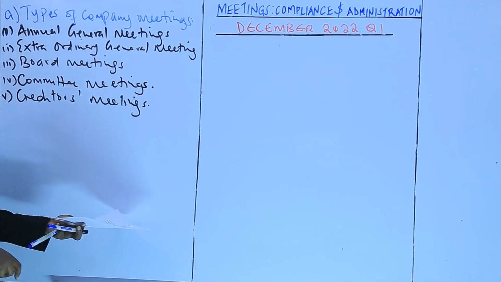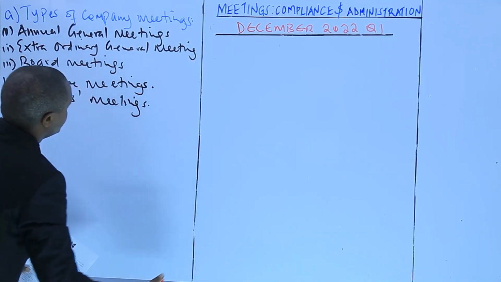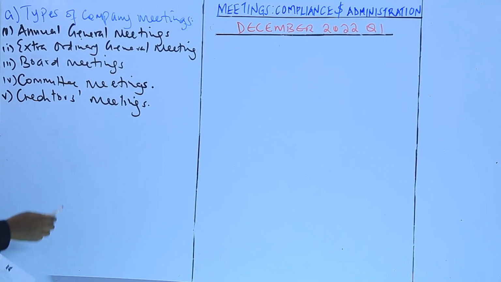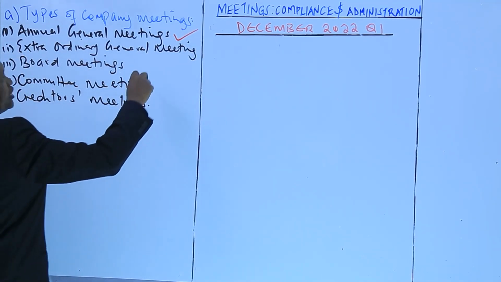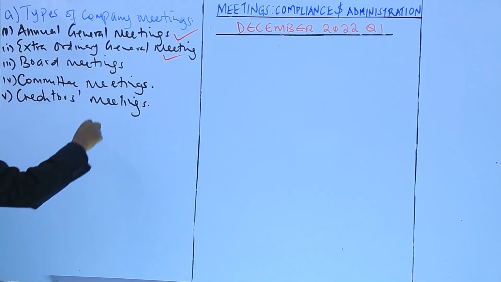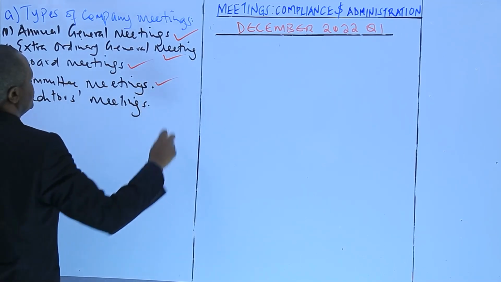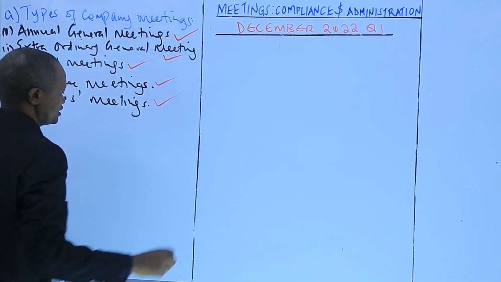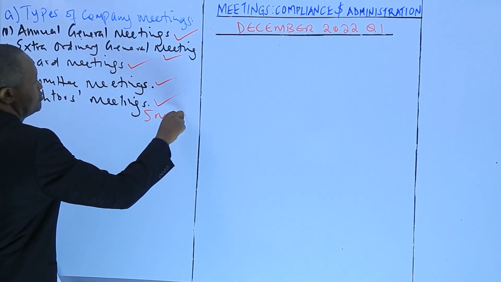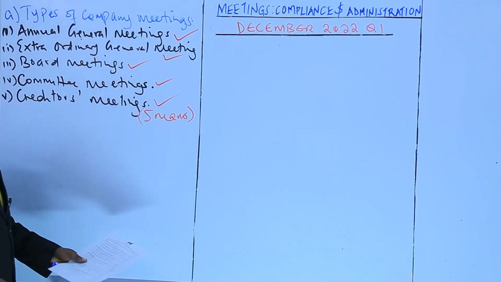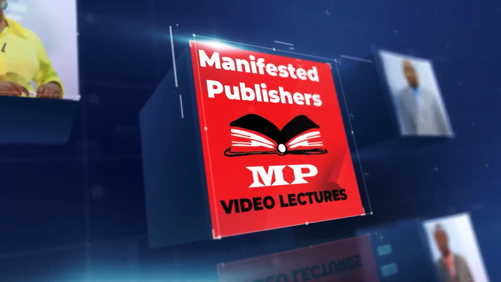So these are the types of company meetings. Number 1, annual general meeting. Number 2, extraordinary general meeting. Number 3, board meeting. Number 4, committee meetings. Then lastly, creditors meetings. 5 marks. That is part A.